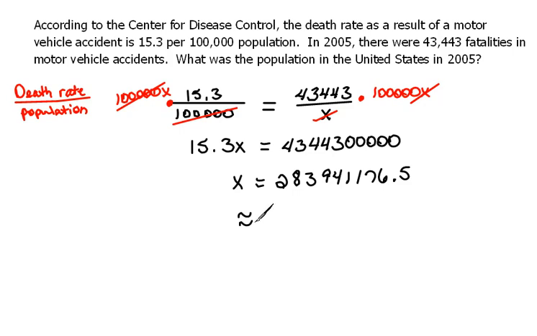And say that that is approximately, our squiggly equal sign means approximately or about, 283,941,177. So we're talking about a population of 283,941,177 people, approximately.